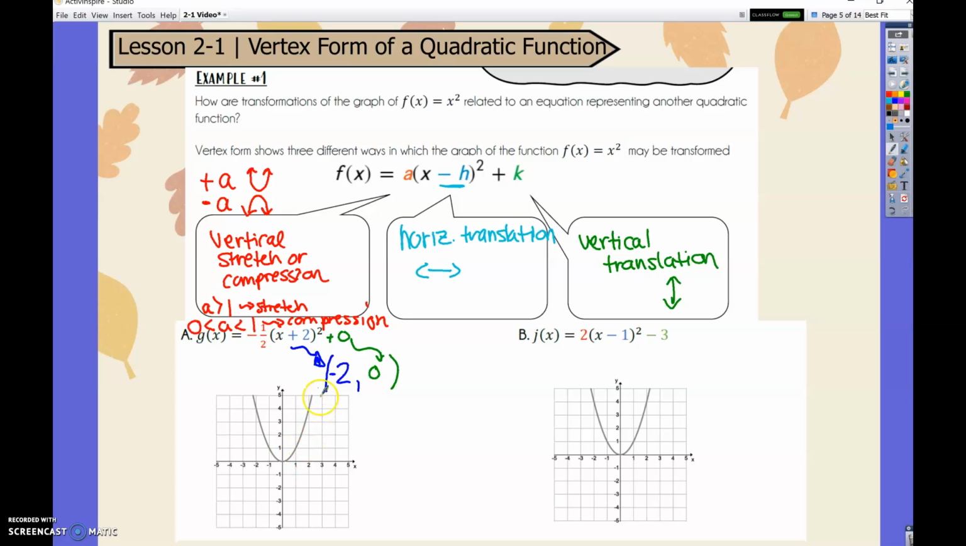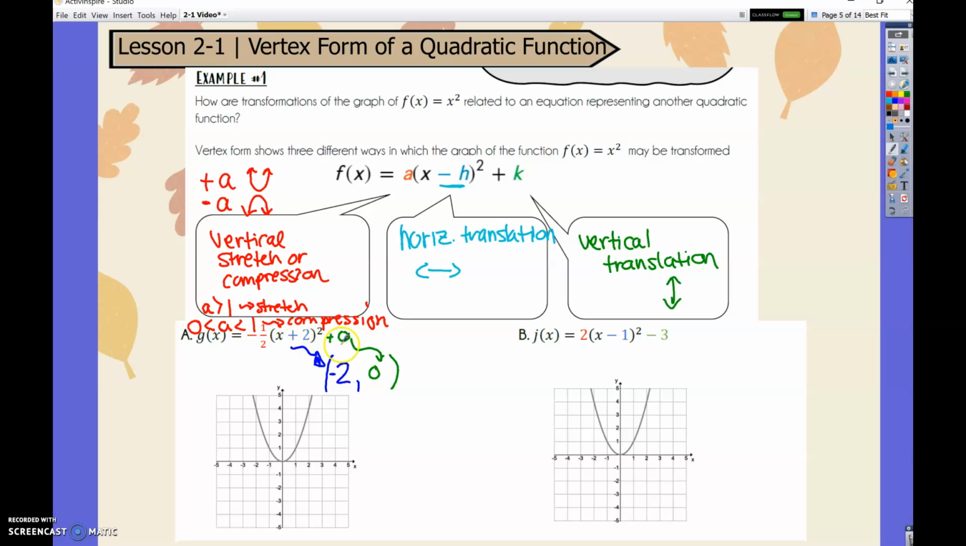But now we want to see what this equation would do to it. So we have a negative out front. That means it will eventually open down. Remember that reflection over the x-axis. The 1/2, that's a fraction, so we know it's going to be a vertical compression. It's going to go half as high when it steps over 1 as it did before. This 2, remember when it's a +2 in the parenthesis, it always goes the opposite direction we're thinking, so it's going to go back 2.